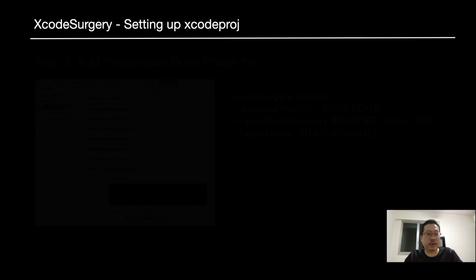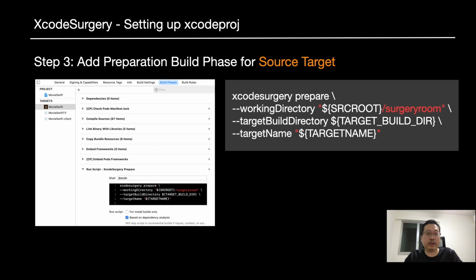For step 3, we will create a new run script placed at the last build phase step and insert the XcodeSurgery prepare command. We will need to input a temporary working directory, target build directory, and target name.